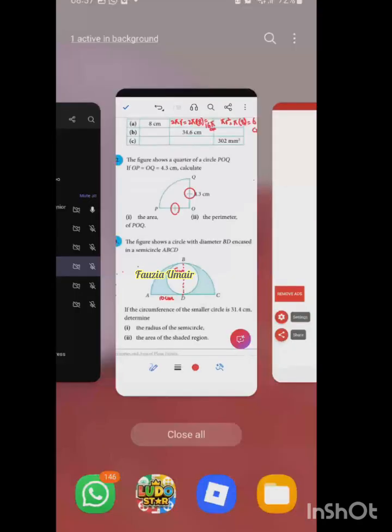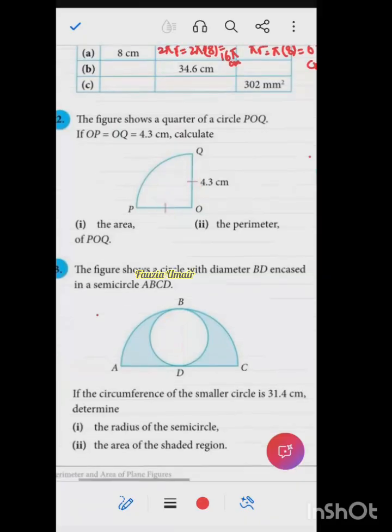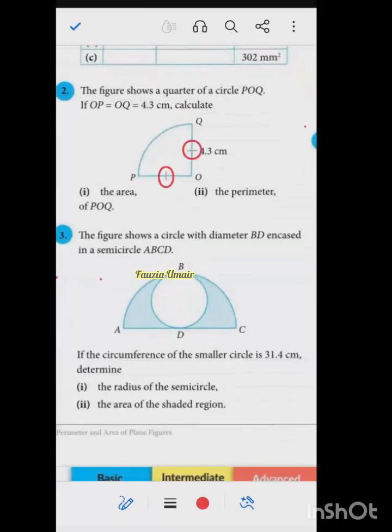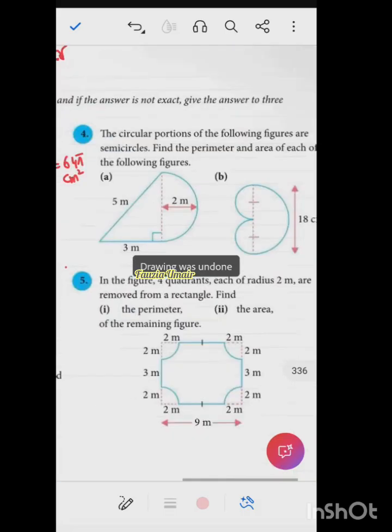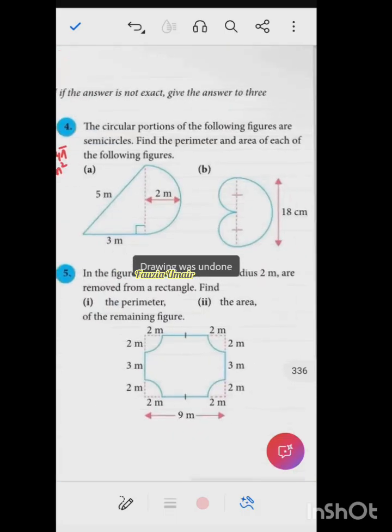So let me show you the question first. Today I will send you the questions also, so you might not be able to complete the work during the class, because the question is already with me, so I'm not writing them. I will share the questions later on, right? So this is question 4. Question 4: the circular portions of the following figures are semicircles. Find the perimeter and area of each of the following figures.